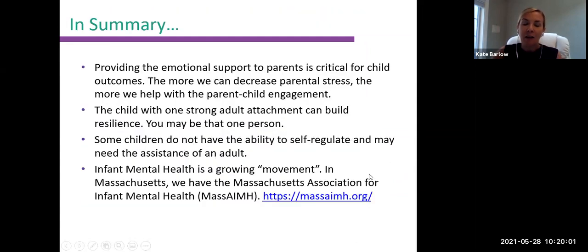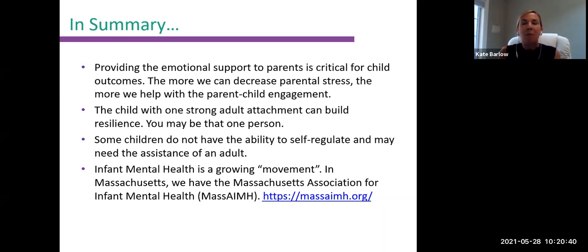So in summary, in talking today, I would just want to make sure everyone is aware that we are all working in infant mental health. I feel like this term is growing in popularity and not everyone is really aware of it. But we are all working in the promotion of positive mental health and the promotion of positive bonding between the child and caregiver. And in Massachusetts, we have the Massachusetts Association for Infant Mental Health, and I'm going to talk a little bit about their endorsement program in a minute.